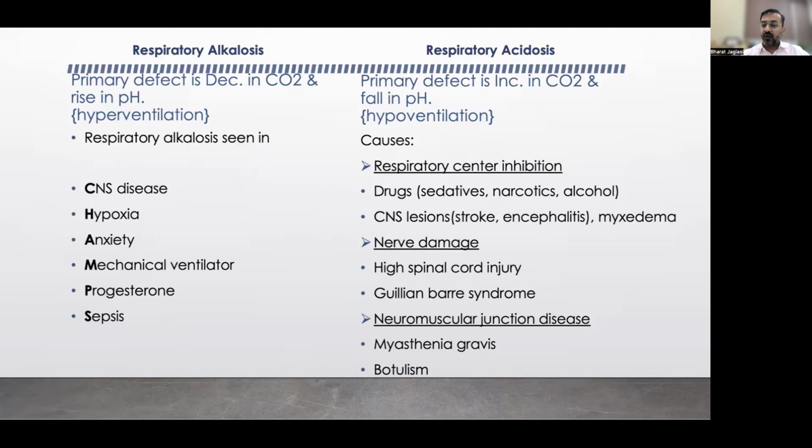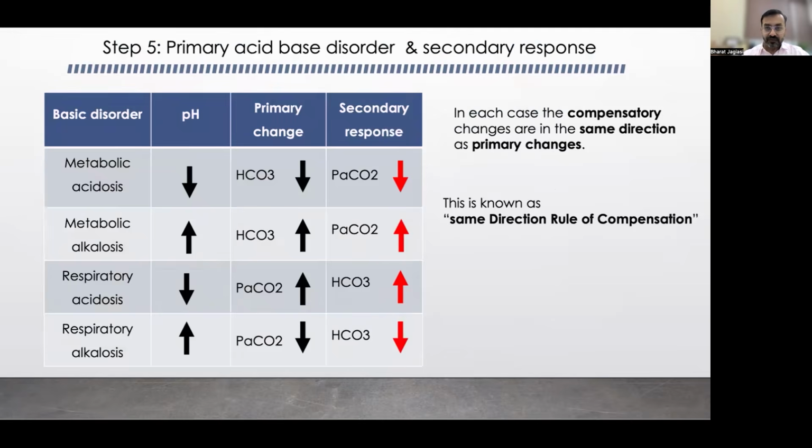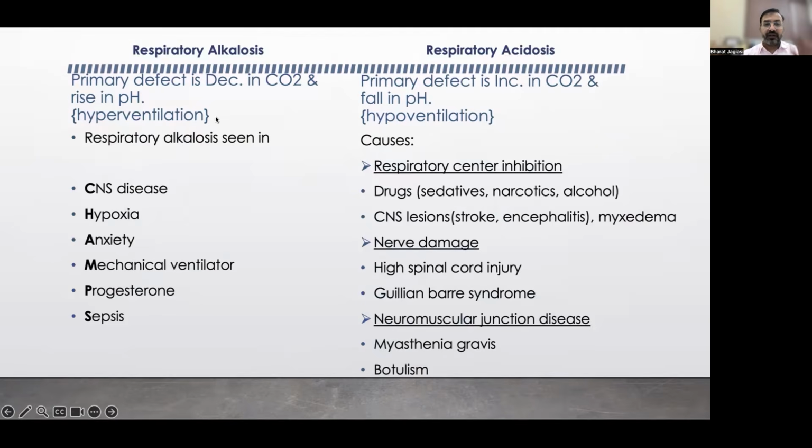Now here, what we look into is the compensation. The body always compensates in the same direction as the primary disorder. If there is a respiratory alkalosis, the primary defect is a decrease in carbon dioxide and a rise in pH. The patient is hyperventilating, and this is usually seen in CNS disease, hypoxia, anxiety, a patient on the mechanical ventilator because he's anxious or the tube is irritating, a patient on progesterone therapy, and also in sepsis.